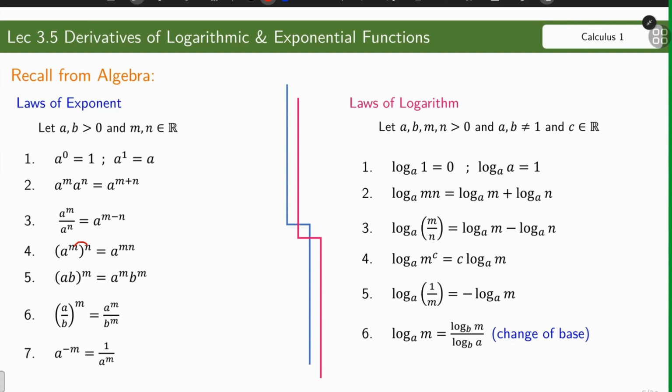And then number 7, we have the law for negative exponents. a raised to negative m is equal to 1 over a raised to m. Conversely, 1 over a raised to m is equal to a raised to negative m. For example, let's have 2 raised to negative 2. This is equal to 1 over 2 raised to 2, which in turn is equal to 1/4.